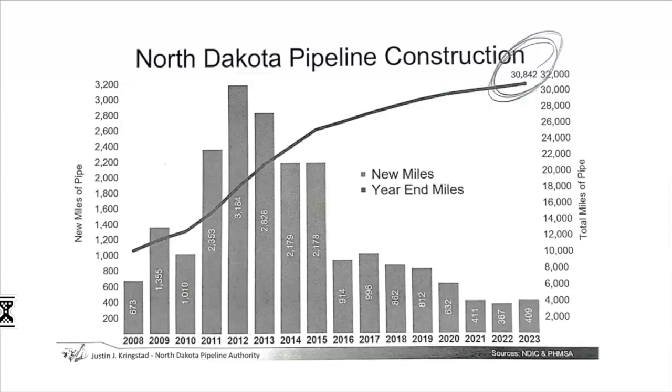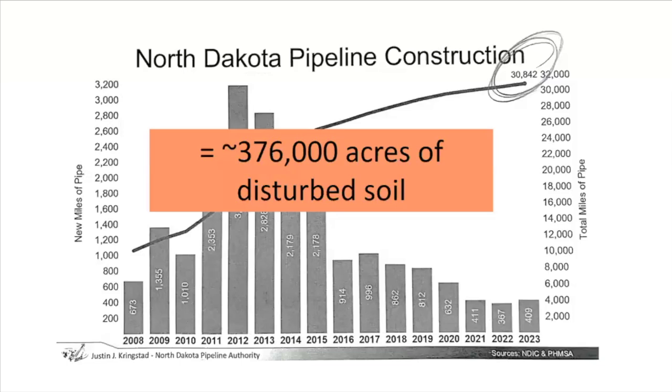I borrowed this graph from Justin Kringstead, who presented yesterday. This is the North Dakota pipeline construction. What's circled there is the total miles of pipeline currently in North Dakota. So if we take that number and multiply by the average pipeline right of way, which is about 100 feet, then we get this number, which is 376,000 acres of disturbed soil.